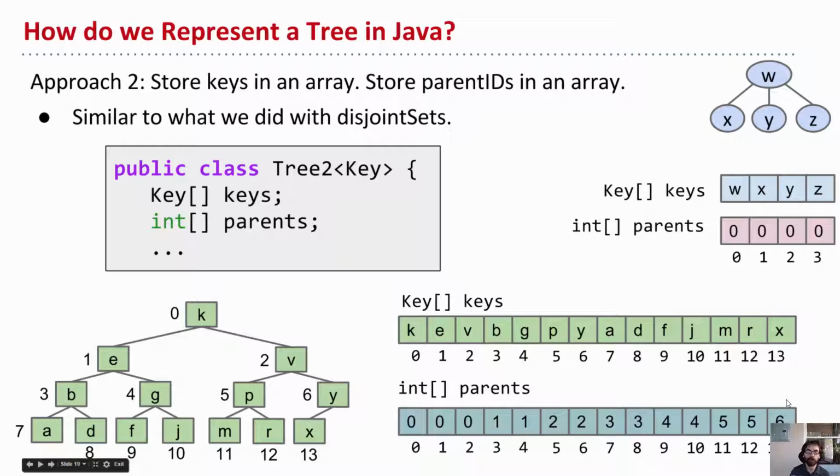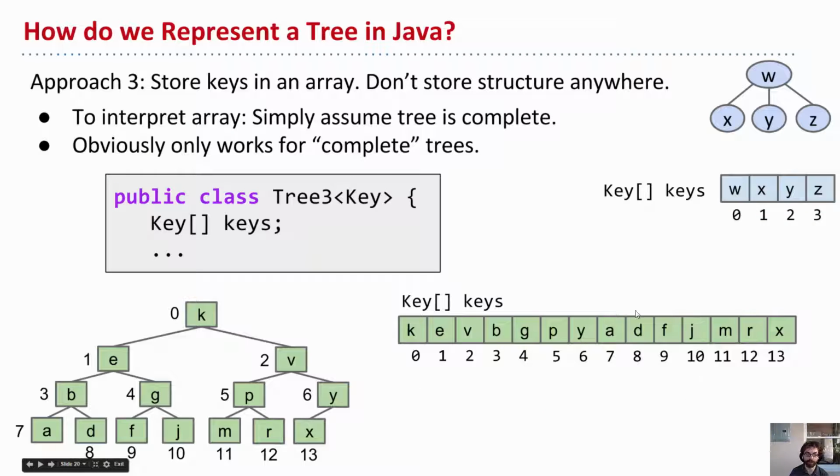Okay? So approach 3 is going to be an interesting approach where we assume the tree is complete, and we'll just ignore that array. So approach 3 is the following. We just get rid of that array. So it's just the same as approach 2, but cut it out. To interpret this array, we're going to just assume the tree is complete, and obviously this approach is only going to allow us to store complete trees. Okay? So this is a hyper-specialized representation of a tree. It only works for complete trees.